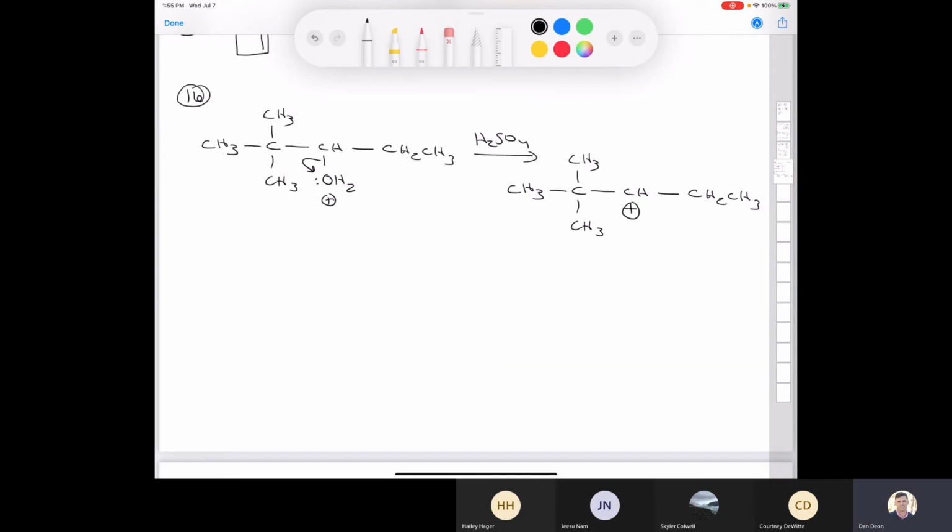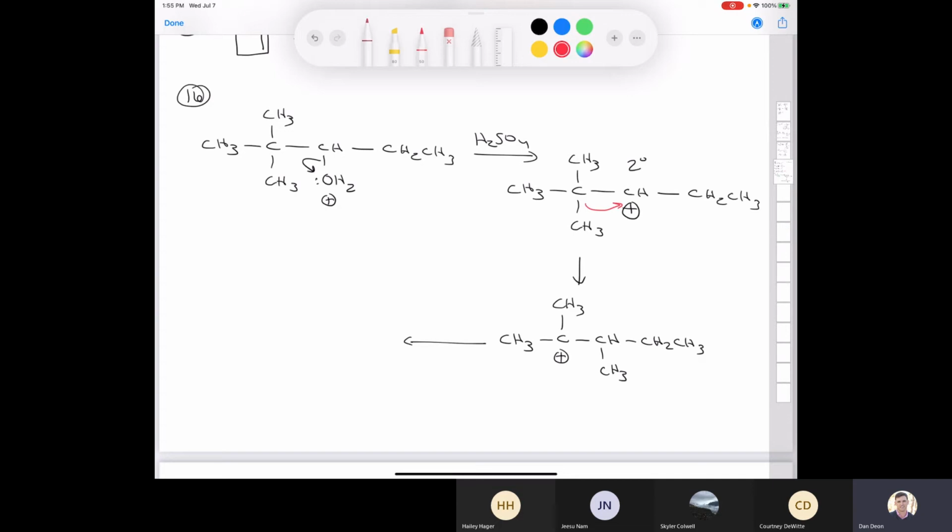Now you can clearly see that this is a secondary carbocation, but it can undergo a methyl shift like this to give us a more stable carbocation, can't it? Absolutely. So let's draw what that carbocation would look like. Now we've got a tertiary carbocation right here. So let me just make sure everything's good here. There we go. And the last step is going to be the proton transfer to make the alkene.